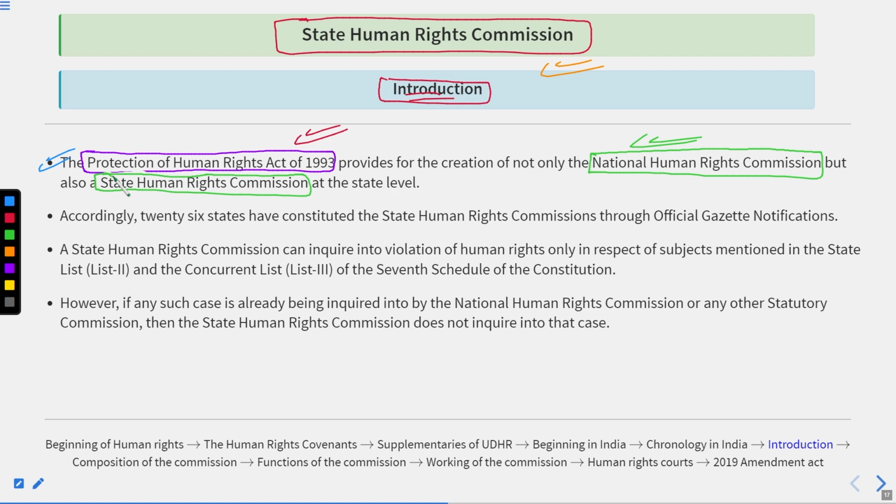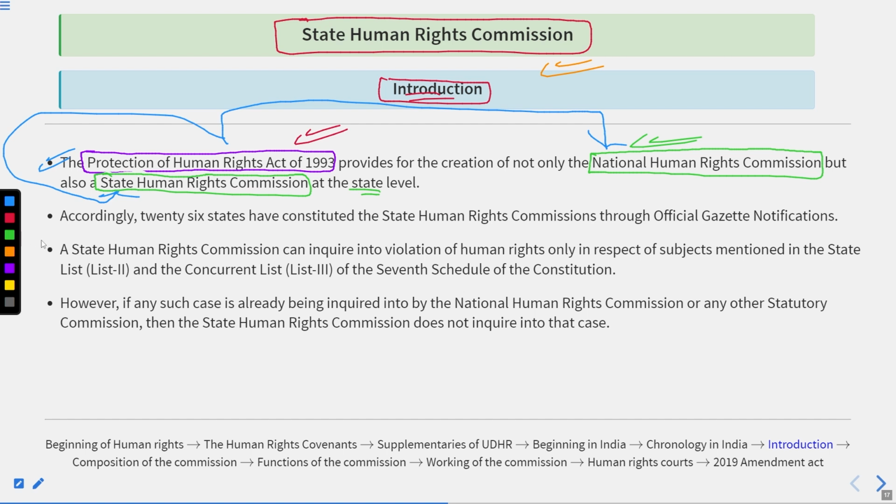India is a vast country with a huge population, and you can say the world's most dynamic population. So it is not possible for the National Human Rights Commission to look after each and every human rights violation in an effective and efficient manner. That's why at the state level, or at the territorial divisional levels, we started the State Human Rights Commission. So the Protection of Human Rights Act of 1993 is the common act for the establishment of both the National Human Rights Commission and the State Human Rights Commission, and they were both created at the same time. There is no separate act for the two.